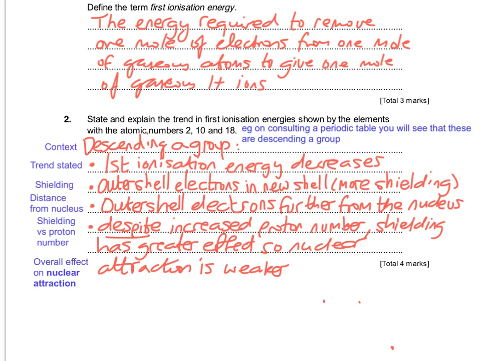So the construction of your answer should take this type of format. You give a context, descending a group, you state the trend, you talk about shielding, you mention distance from the nucleus, you compare shielding or proton number, and then the overall effect on nuclear attraction.